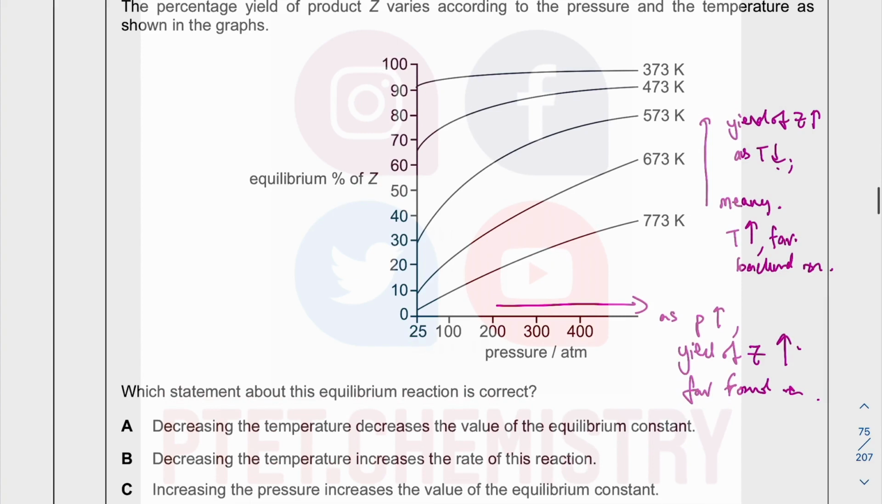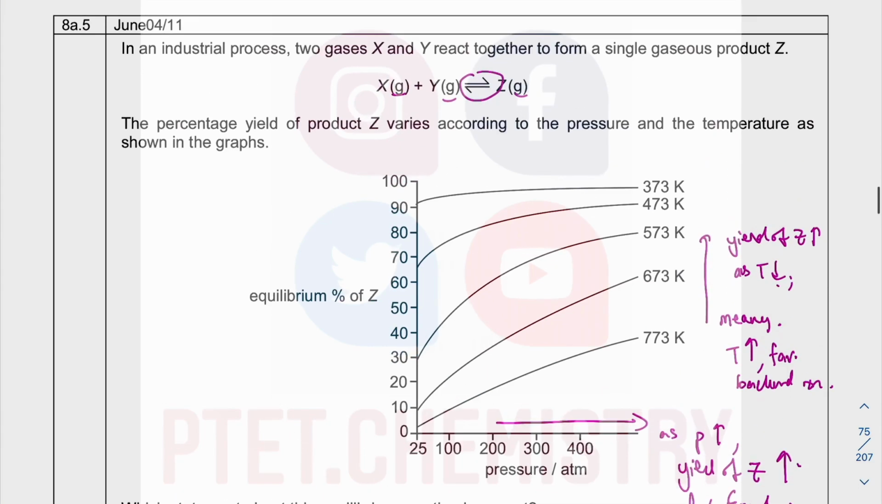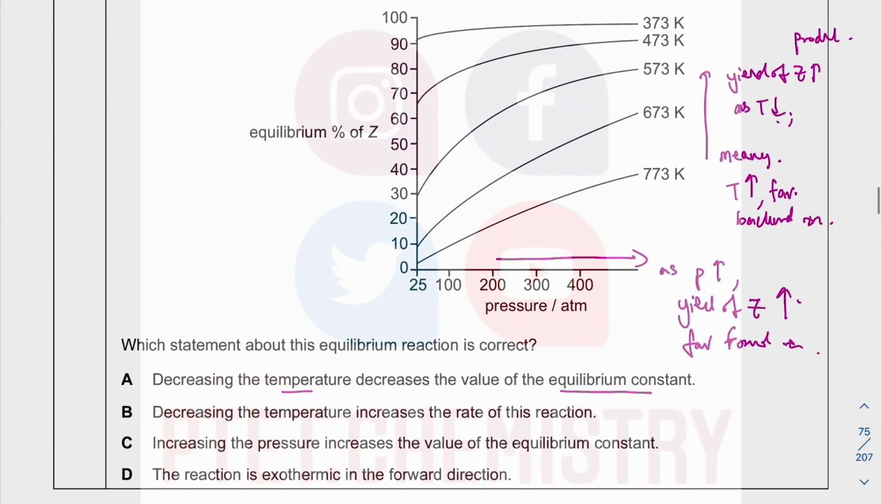So temperature is the only one that can change the equilibrium constant. When temperature decreases, you get more product. Remember, Z is the right hand side, so Z is the product. So that means the yield of Z increases as temperature decreases. So your Kc increases, your Kp will also increase. Any of your equilibrium constants will increase because you get more product as the temperature changes. Decreasing temperature decreases the value of equilibrium constant. This is the word that is wrong. It will increase because decreasing temperature increases the yield of the product. You see, decreasing temperature, you get more product.